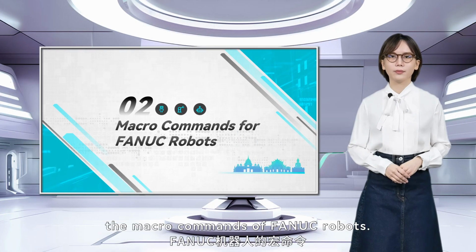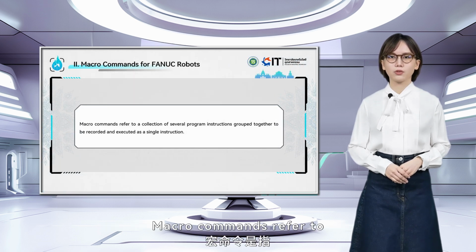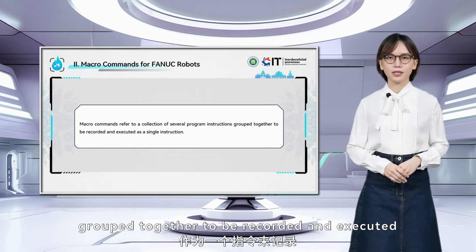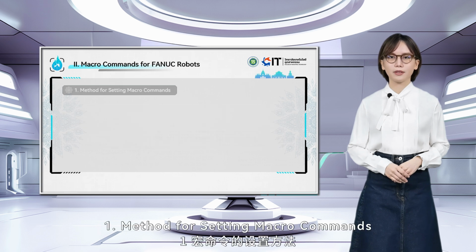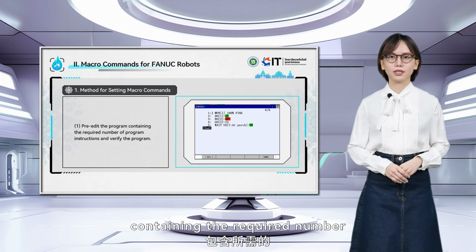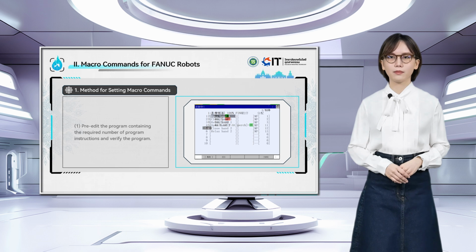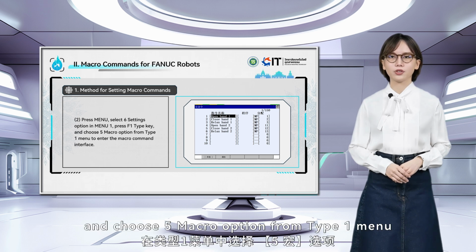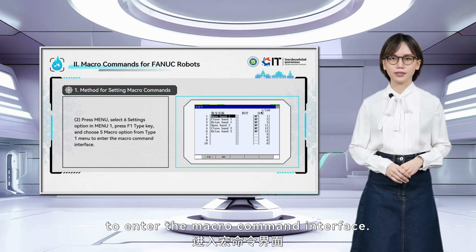Next, let's learn about the macro commands of FANUC robots. Macro commands refer to a collection of several program instructions grouped together to be recorded and executed as a single instruction. 1. Method for setting macro commands. 1. Pre-edit the program containing the required number of program instructions and verify the program. 2. Press menu, select 6 settings option in menu 1, press F1 type key, and choose 5 macro option from type 1 menu to enter the macro command interface.